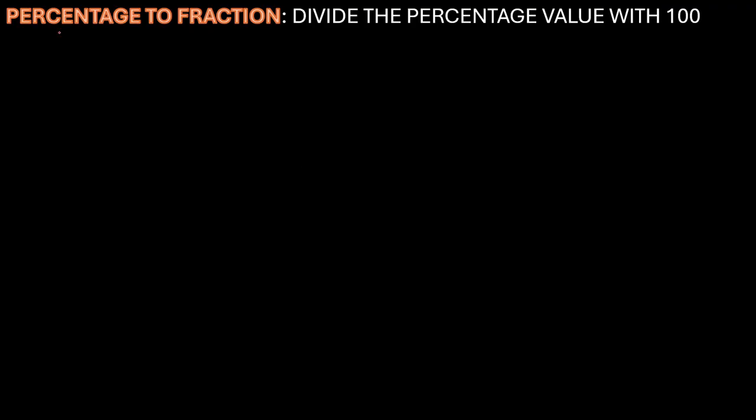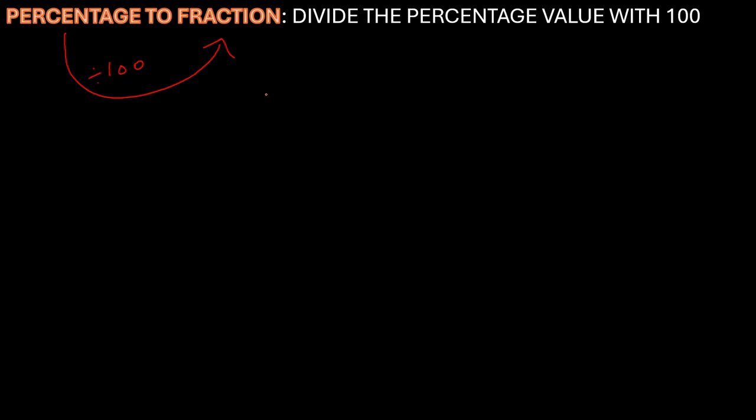Here we have percentage to fraction conversion. Previously we discussed fraction to percentage. What did we discuss in that slide? In order to convert a fraction into a percentage, we multiply the fraction with 100. So here it is vice versa. To convert a percentage into a fraction, we will divide the percentage by 100. It is as simple as that.